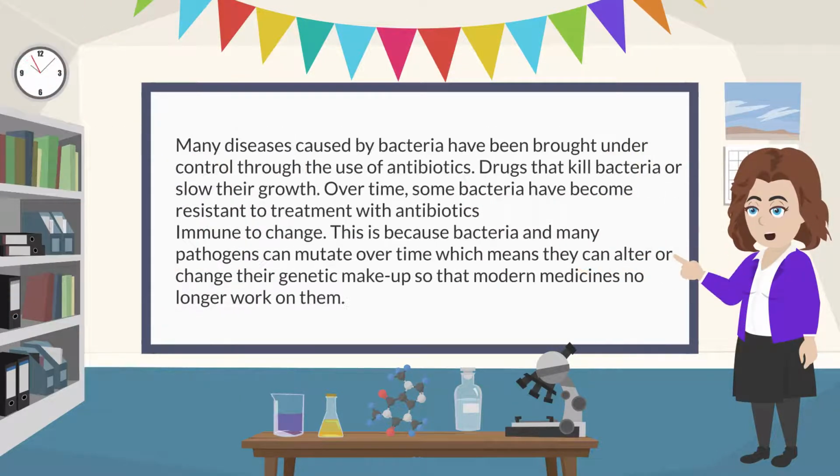Many diseases caused by bacteria have been brought under control through the use of antibiotics, drugs that kill bacteria or slow their growth. Over time, some bacteria have become resistant to treatment with antibiotics. Resistant means immune to change. This is because bacteria and many pathogens can mutate over time, which means they can alter or change their genetic makeup so that modern medicines no longer work on them.